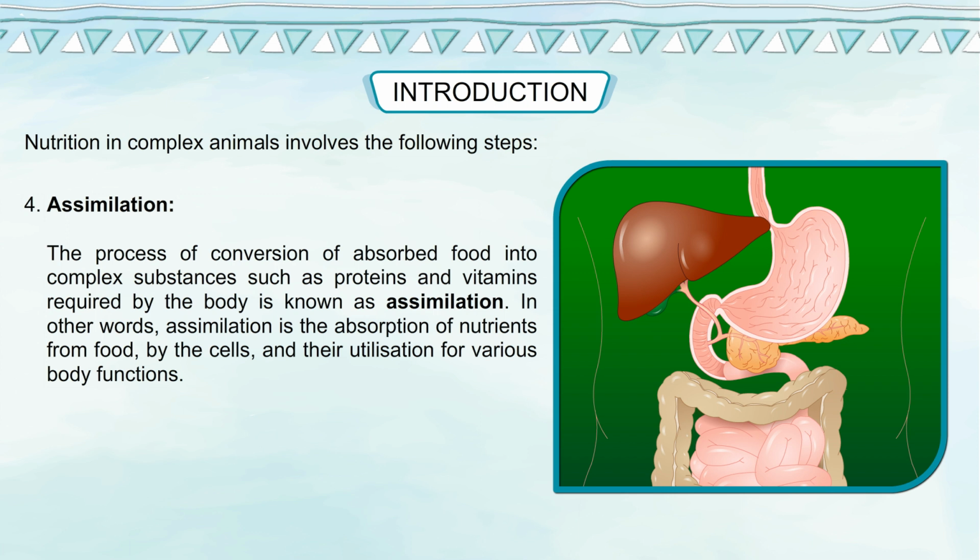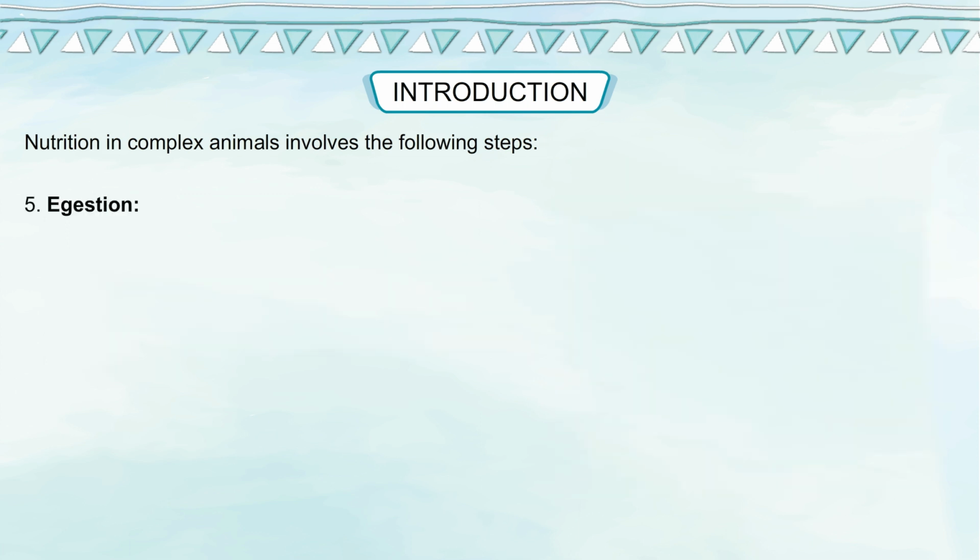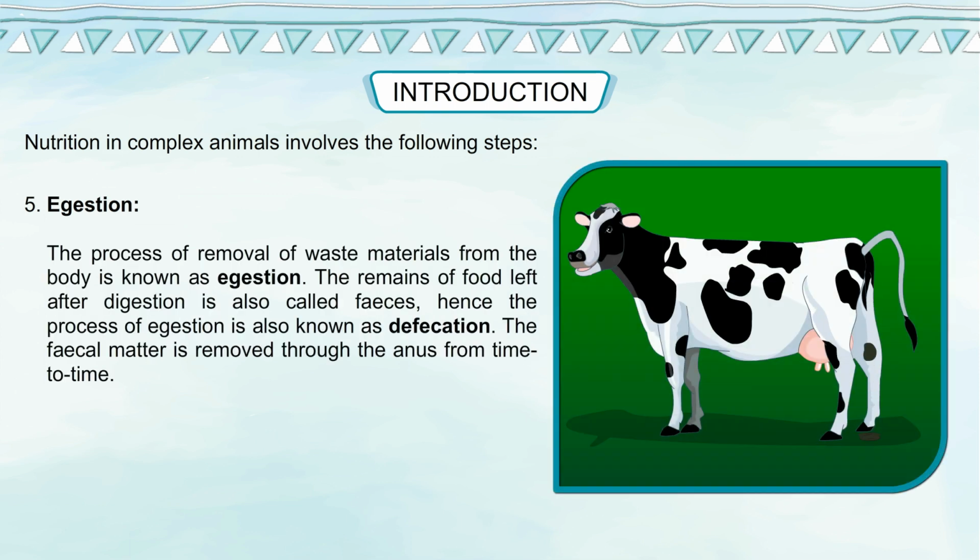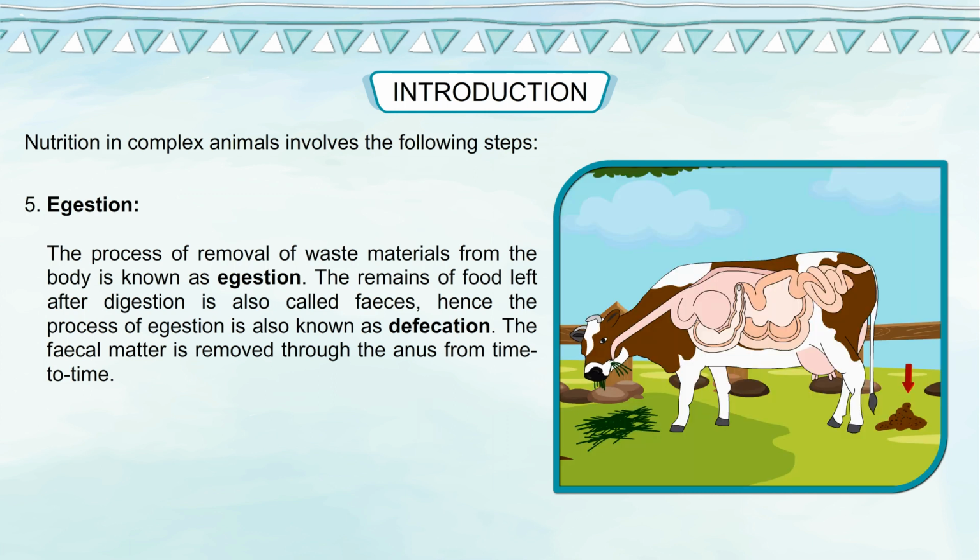In other words, assimilation is the absorption of nutrients from food by the cells and their utilization for various body functions. 5. Egestion. The process of removal of waste materials from the body is known as egestion. The remains of food left after digestion is also called feces. Hence, the process of egestion is also known as defecation. The fecal matter is removed through the anus from time to time.